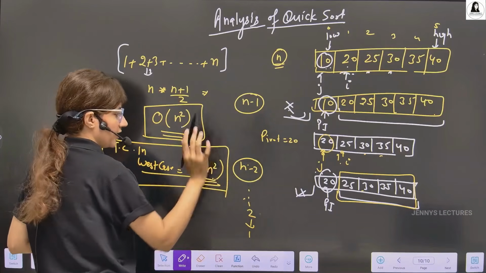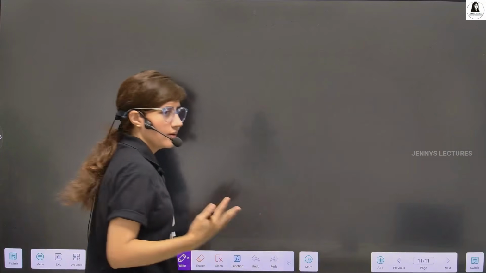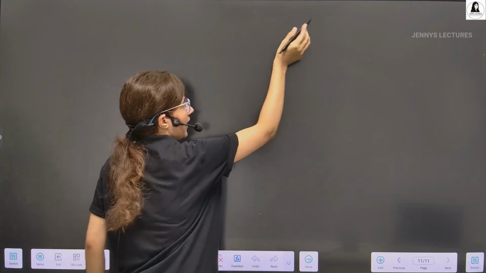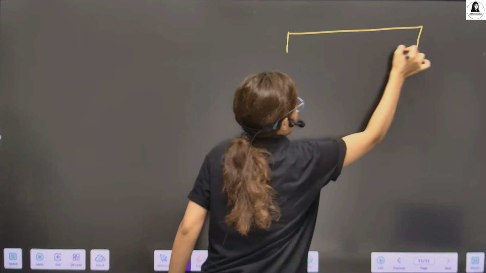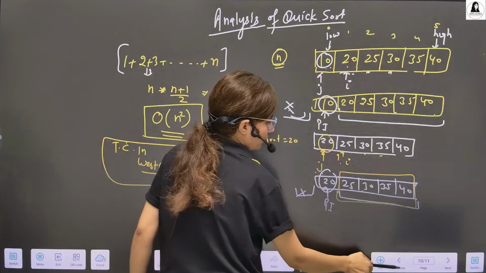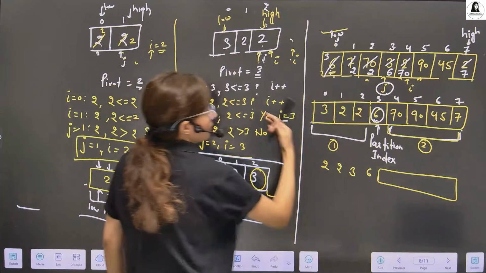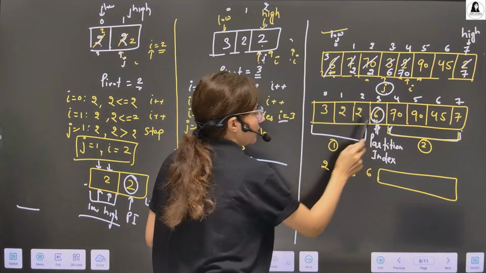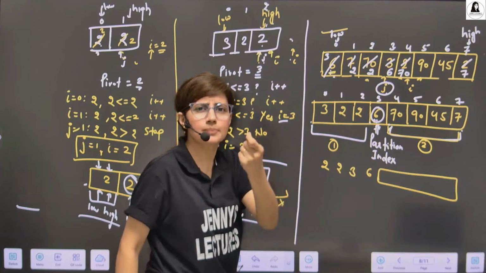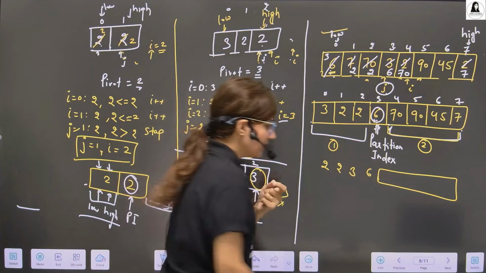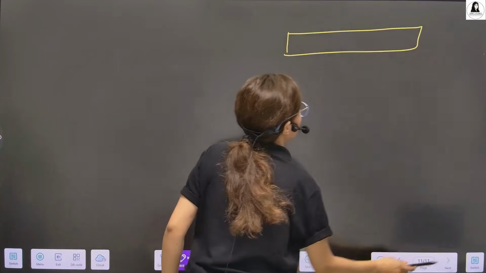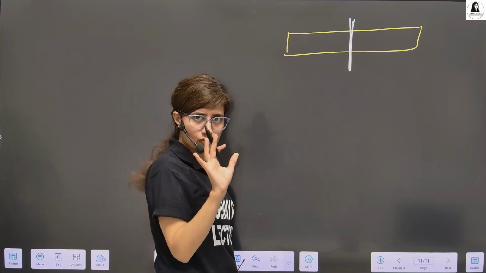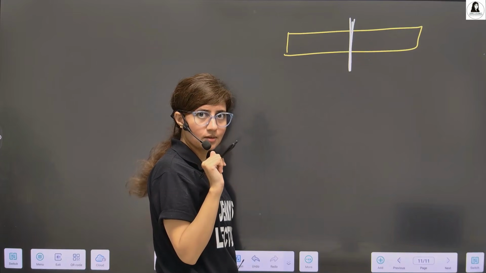In the worst case, that is n square. But what about the best case time complexity? Now suppose I have an array, like here we were having some random array, not sorted or almost sorted. So we get the partition index almost in the middle. The best case is every time you get the partition almost in the middle. Not exactly, but almost.